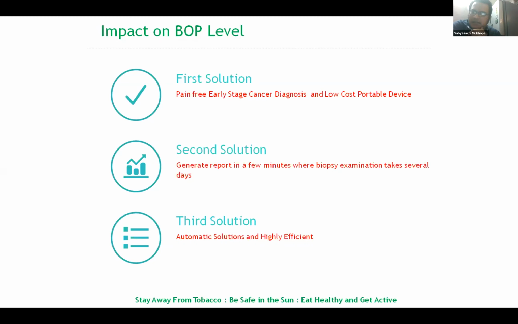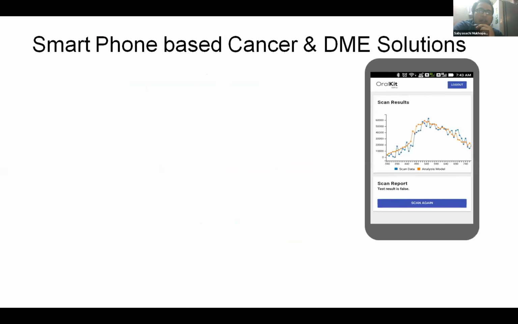As I mentioned, being part of a developing country, it is very, very difficult to pinpoint this type of problem and address it and generate impact in those areas. So basically, pain-free early stage cancer diagnosis and a low-cost portable device, generating a report within a few minutes where biopsy takes several weeks, automatic solution and highly efficient. And this is our overall developed oral cancer solution. You can see the figure from the app.